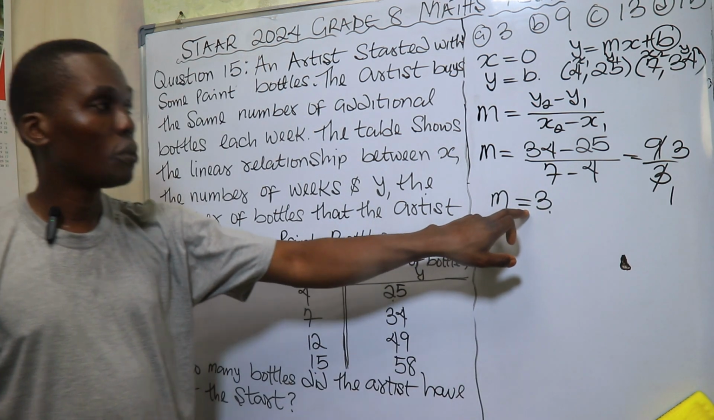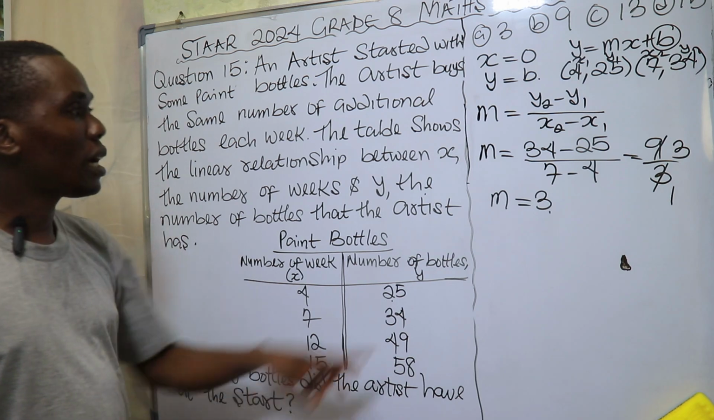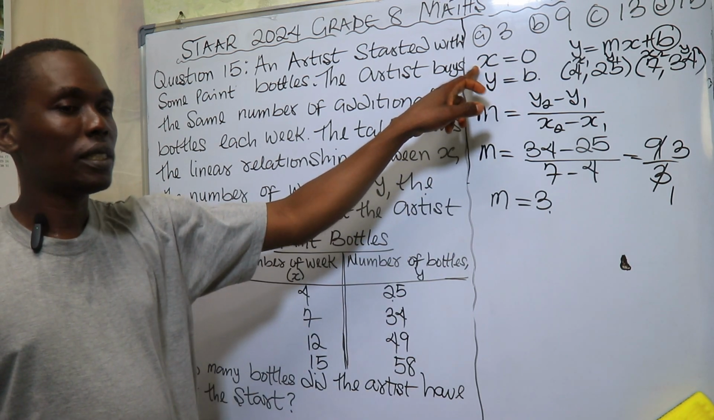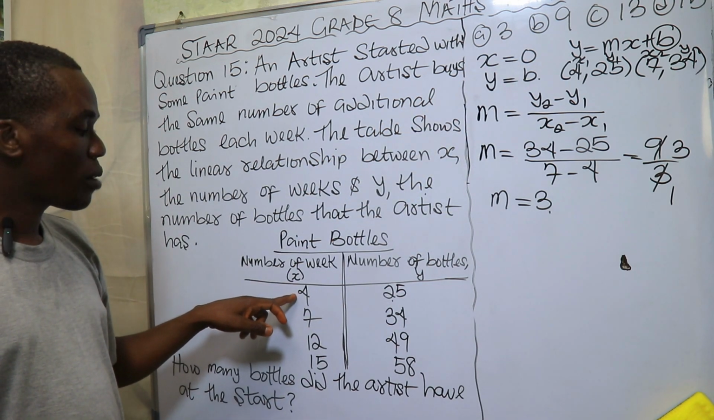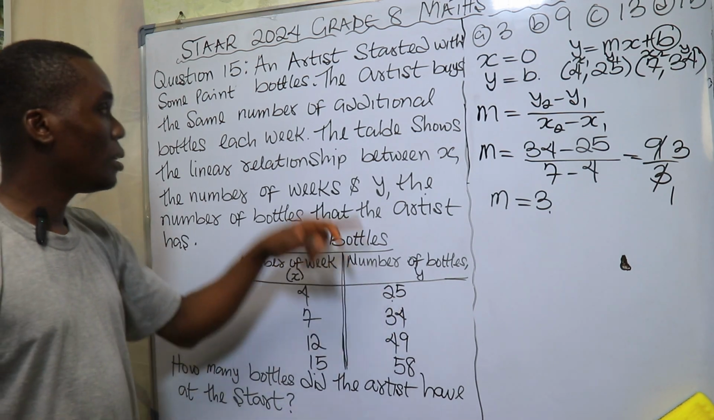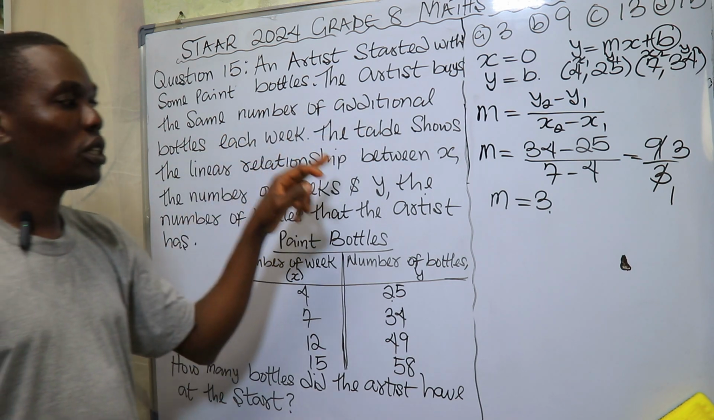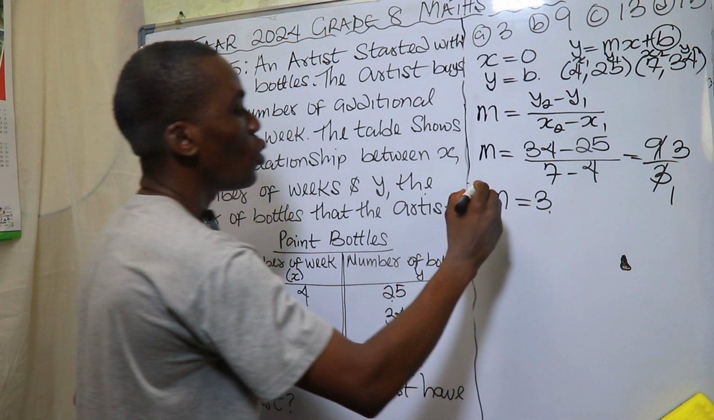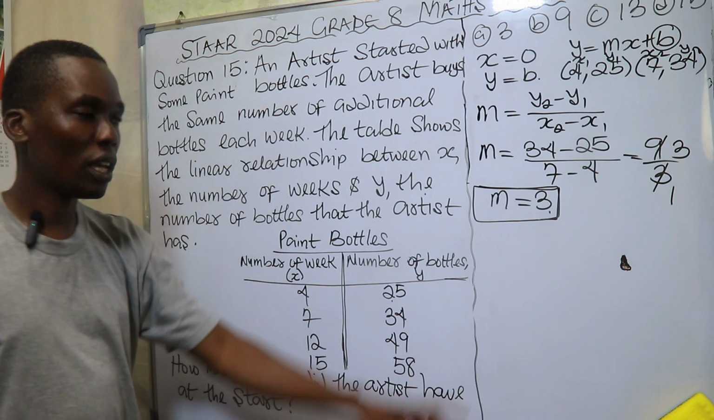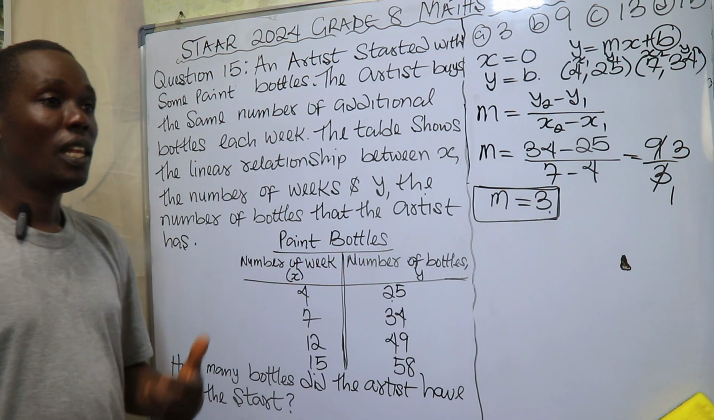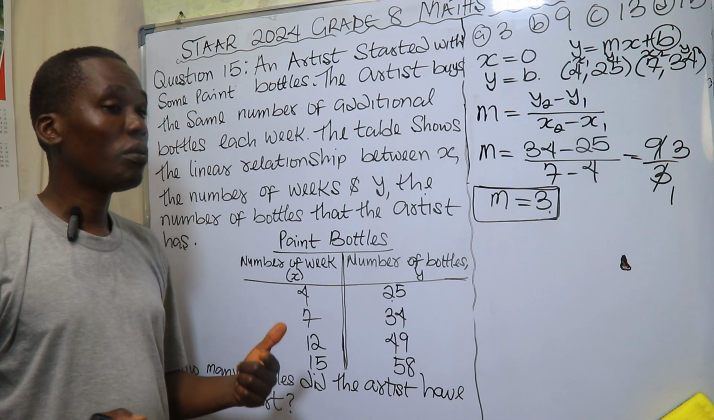And that is not the solution we are looking for, because we are asked to find the number of bottles the artist had at the start, where the number of weeks is equal to 0. We are only given what he has at week 4, which is 25. And remember, the question says the artist buys the same number of additional bottles each week. So if the slope, the rate of change, is 3, the number of additional bottles the artist buys every week is 3. Now let us look at how we are going to find the value of the intercept.